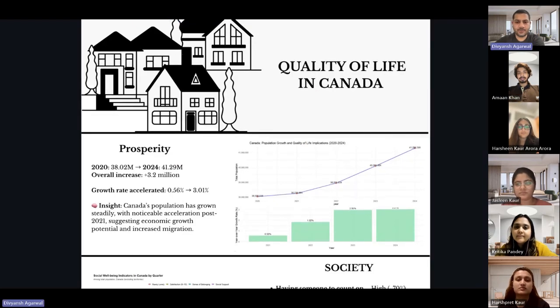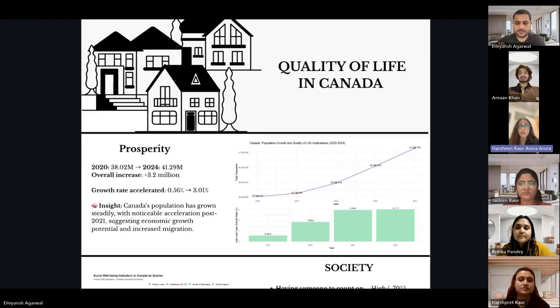Now let's walk you through the infographics, which depict all the graphs and everything about the quality of life in Canada. Over to Harsheen. Hi, my name is Harsheen, and I will be walking you through prosperity as one of the major dimensions to measure the quality of life index in Canada.